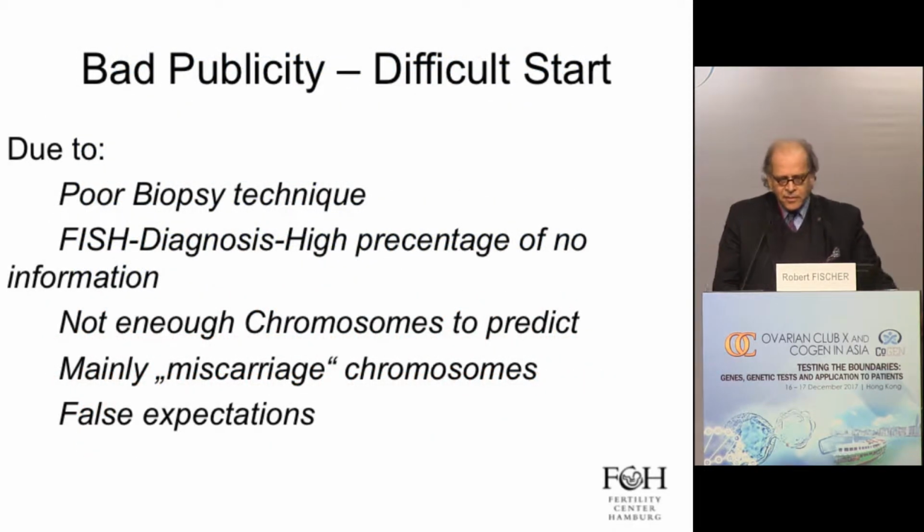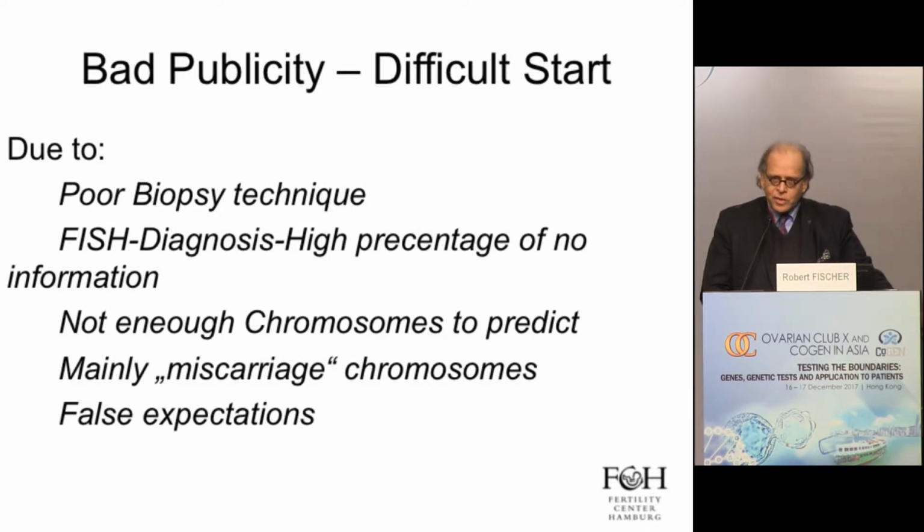Polar body had a very difficult start. The problem was that the technique of doing the biopsy is quite difficult, and you have to be very experienced to do it properly. Also in the early days, FISH diagnosis had a high percentage of no information, and only a very few chromosomes, 5, after that 9, could be used.